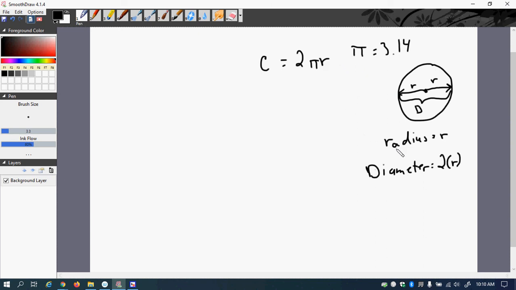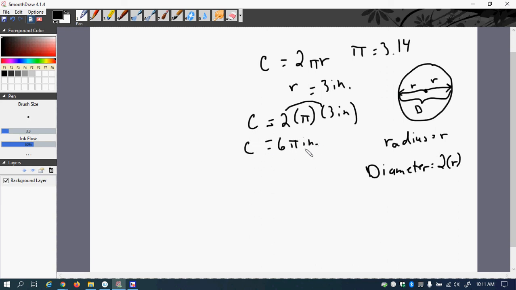And so if I was to put values in to calculate circumference, let's say for example the radius is 3 inches. Then I put it into the formula for circumference: 2 times pi times 3 inches. I multiply the 2 times the 3, I get 6 pi inches.